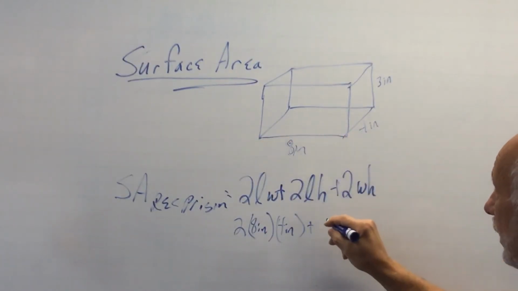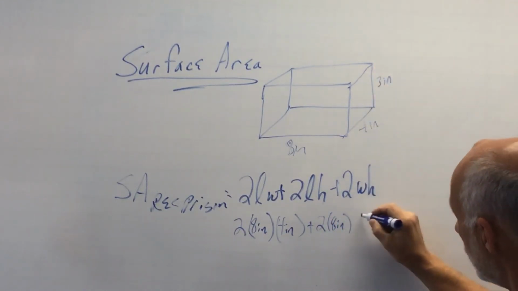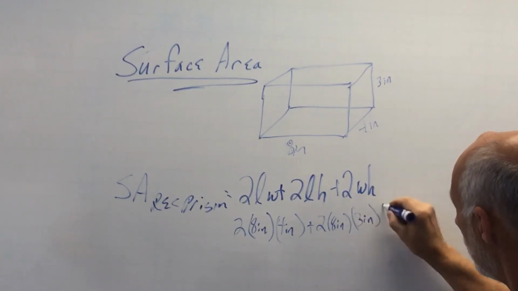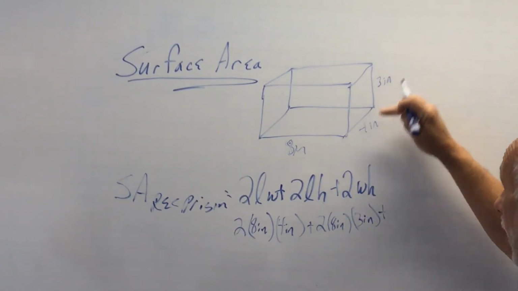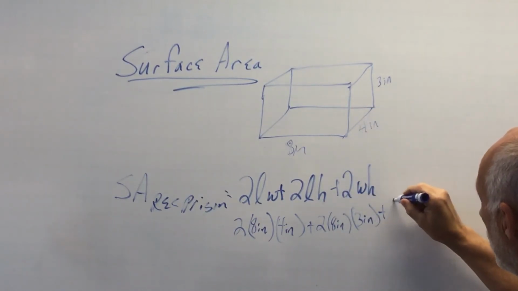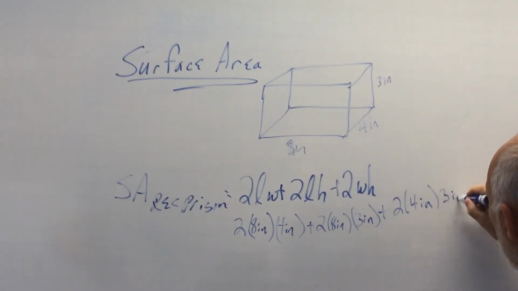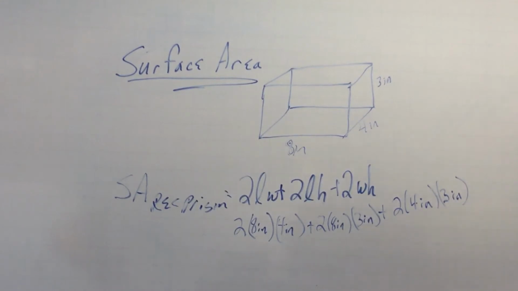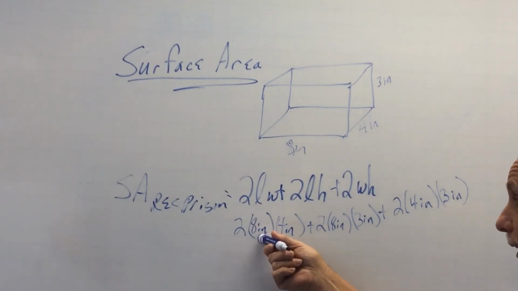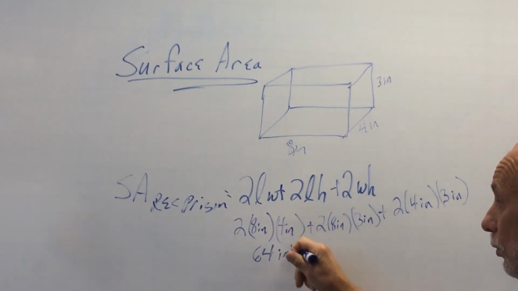The length is still 8 inches, so 2 times 8 inches, and now the height is 3 inches, plus 2 times width times height. The width was 4 inches, and the height is still 3 inches. And again, if you use the order of operations, you do all multiplication before any addition. So 2 times 8 is 16, times 4 is 64. Inches times inches is inches squared.